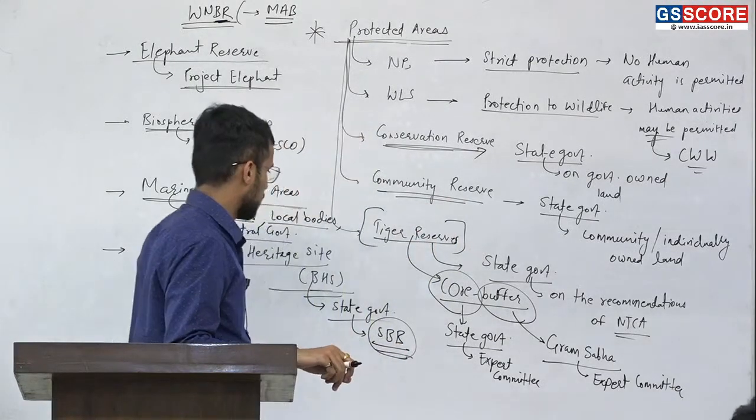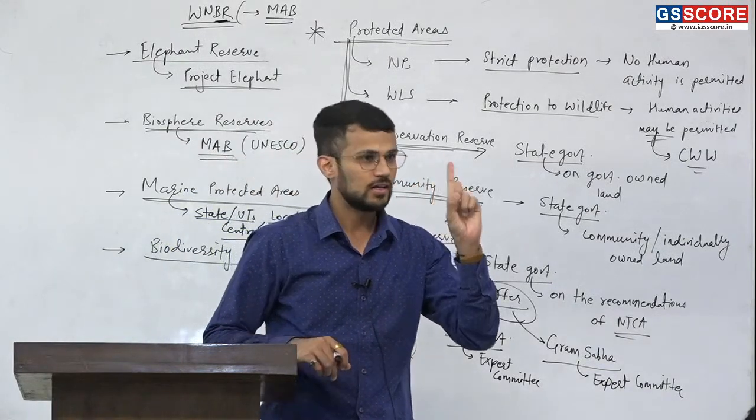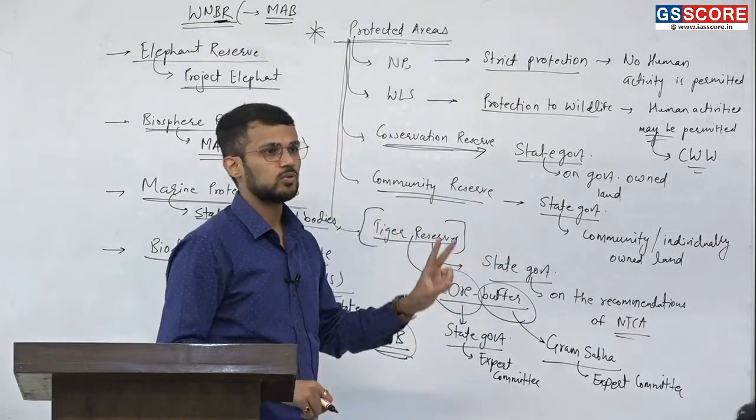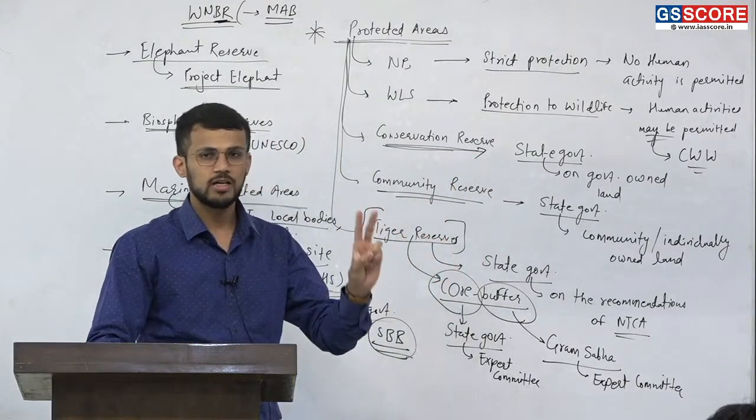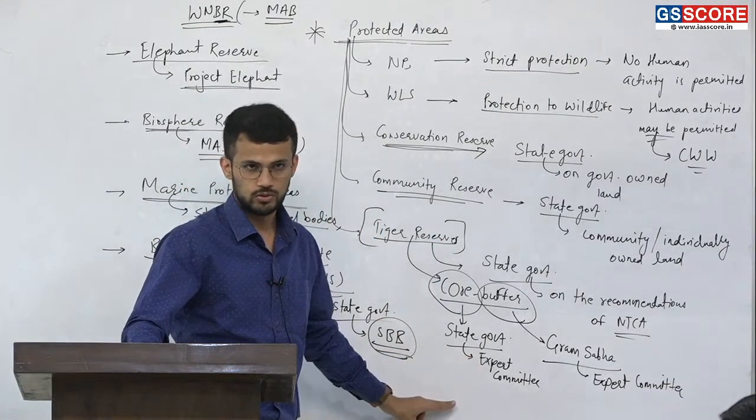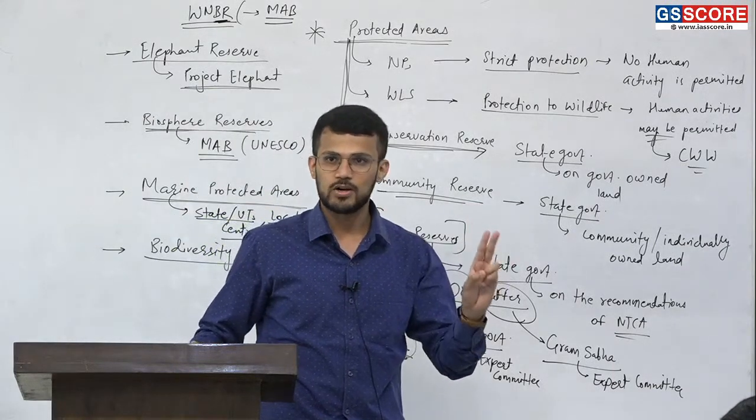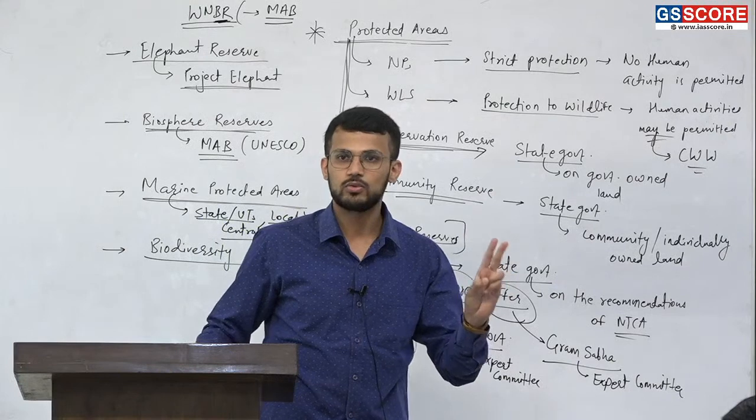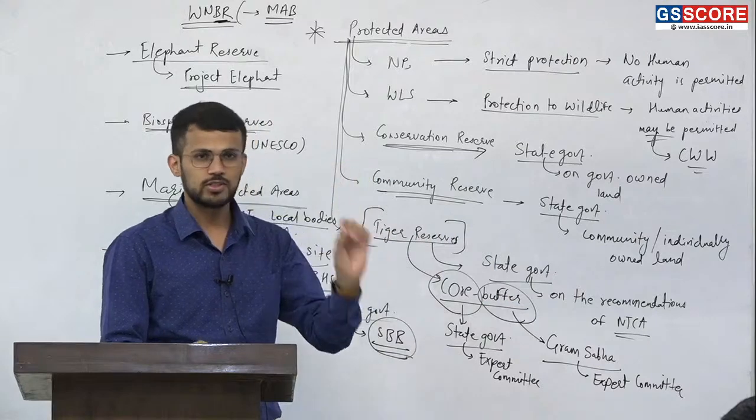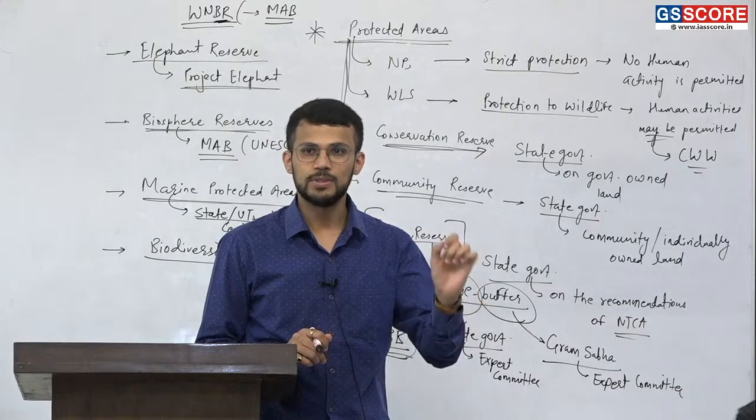Nagoya protocol is there. Fine, so to advise central government under Biodiversity Act, there is National Biodiversity Authority. To advise state government with respect to achievement of goals of CBD, there is one board called State Biodiversity Board. State Biodiversity Board is also a statutory organization under the Biodiversity Act 2002. Fine, and then at the local level, we have an extremely important body called Biodiversity Management Committee, BMC.